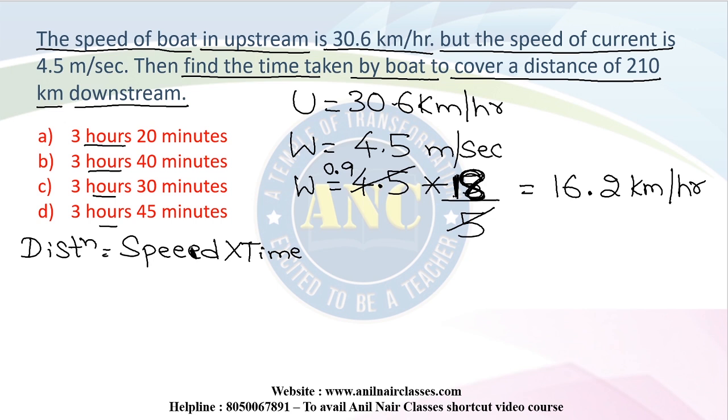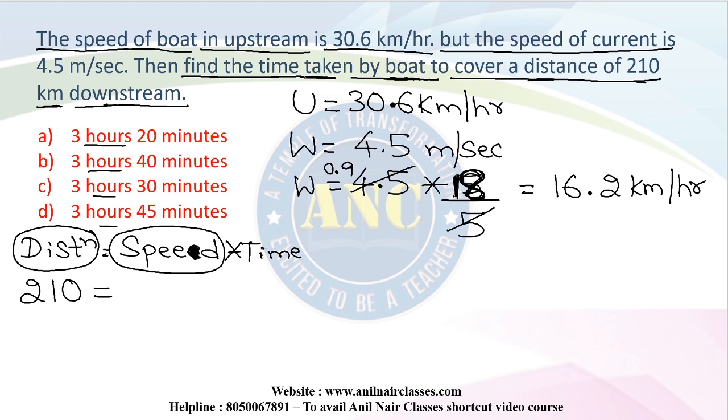Now think a little logically here. What are they asking you in this question? Find the time taken by the boat to cover a distance of 210 kilometers downstream. So downstream distance is given in the question as 210. No doubt about it. Downstream speed, we don't know. Upstream speed is given in the question as 30.6, but they have never given you the value of downstream speed. That is something we need to calculate. Into downstream time. Is downstream time given? No. Downstream time is something that we need to find.